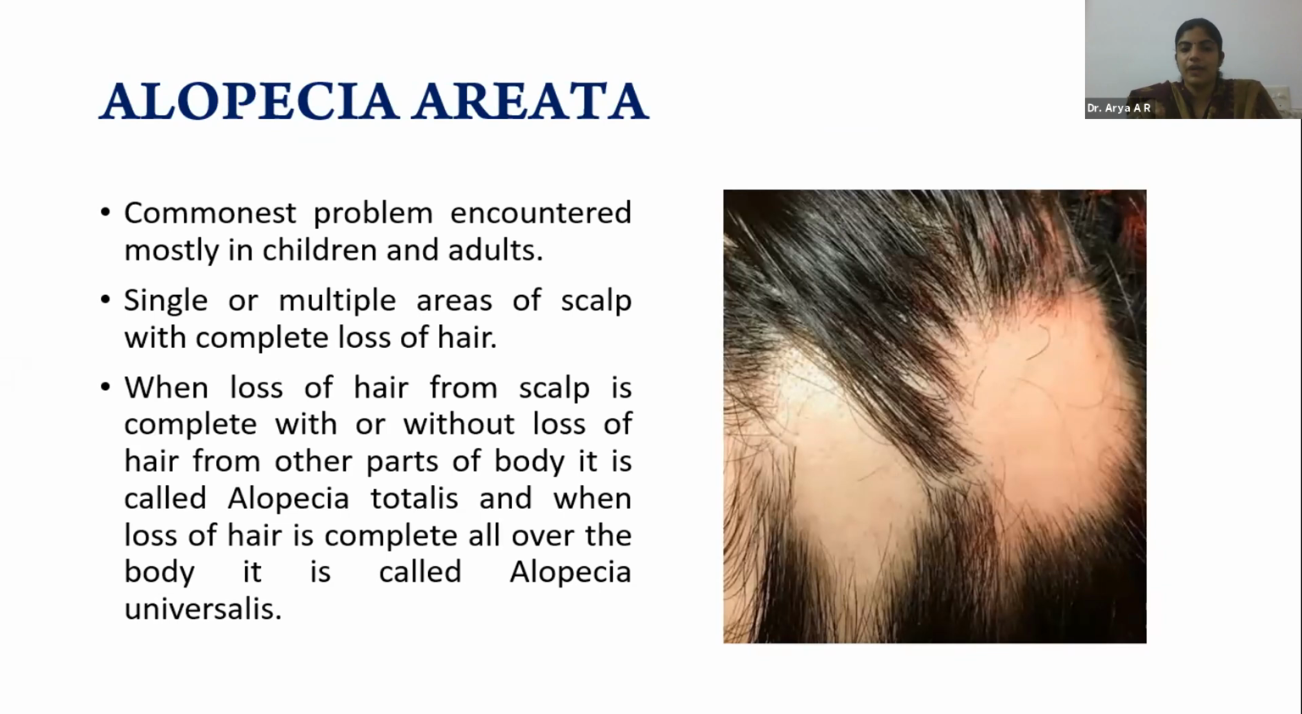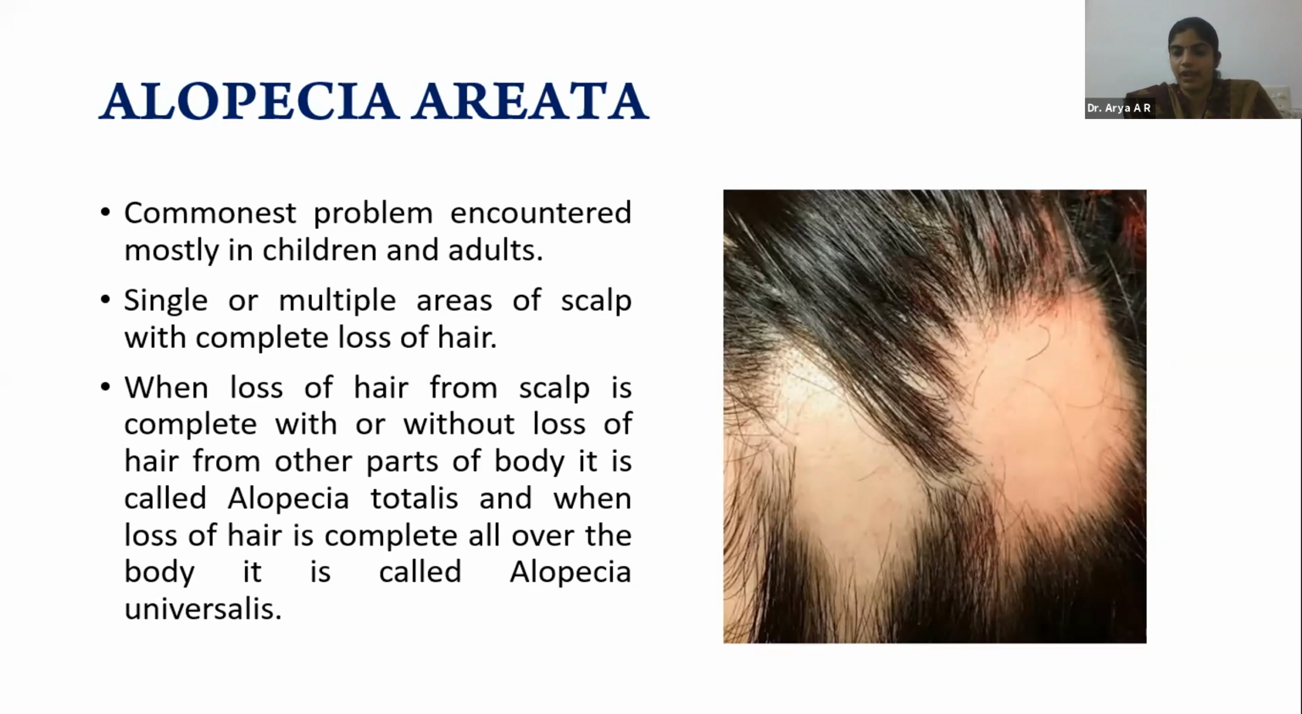When this loss of hair is complete in alopecia areata, it is again classified into two: alopecia totalis and alopecia universalis. In alopecia totalis, you will have complete loss of hair from the scalp, and loss of hair from other parts of the body may or may not happen. In alopecia universalis, you will have loss of hair all over the body.